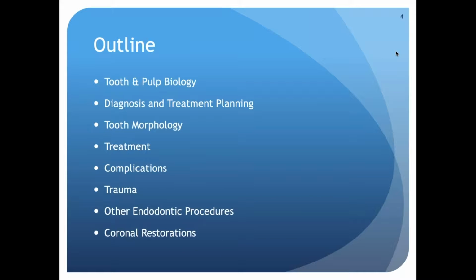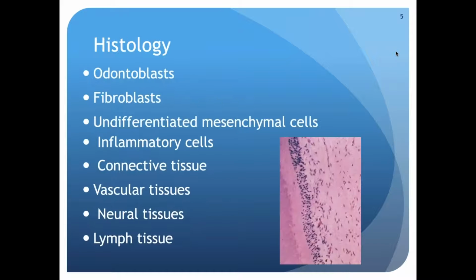So here's my outline. And again, I'm just going to get right into things because we're getting late here. So we're going to start out with a little bit about histology. So what are the kind of things that are inside the pulp, and why is that important? When it comes to some of our diagnoses and figuring out what's going on with a patient's problem endodontically, knowing what kind of cells and tissues are in the tooth can help us key in on that.